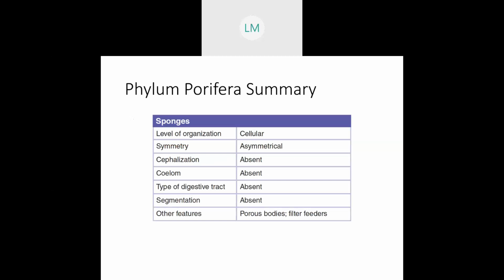So this is a summary of phylum Porifera. So as far as the organization goes, we don't have tissues here. We just have some cellular organization, and we are asymmetrical. And then we're basically missing all of these other features that other animals have. So very, very simple animals here.